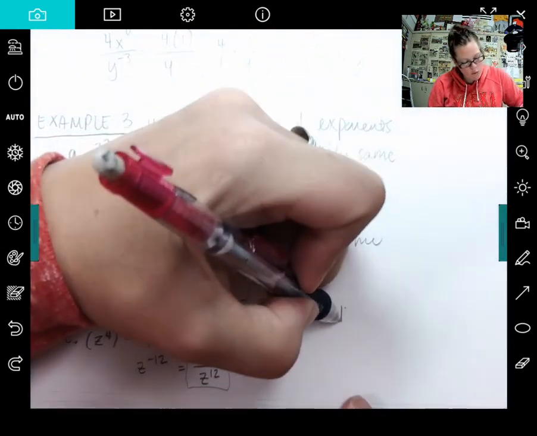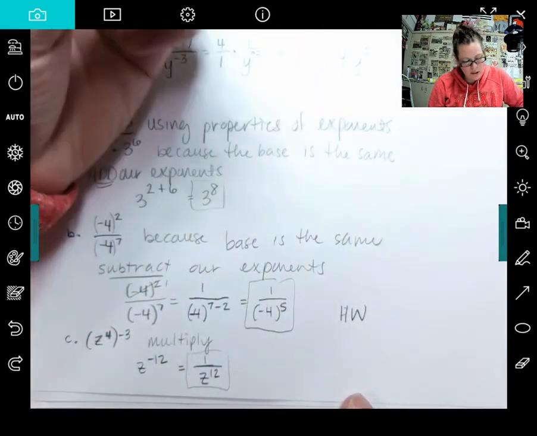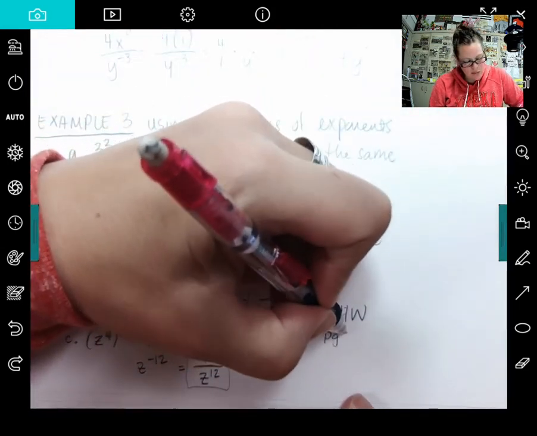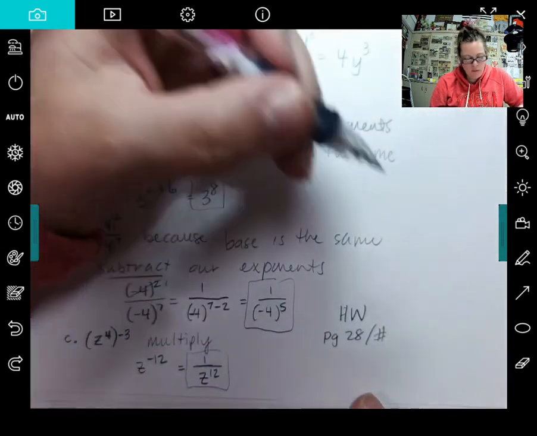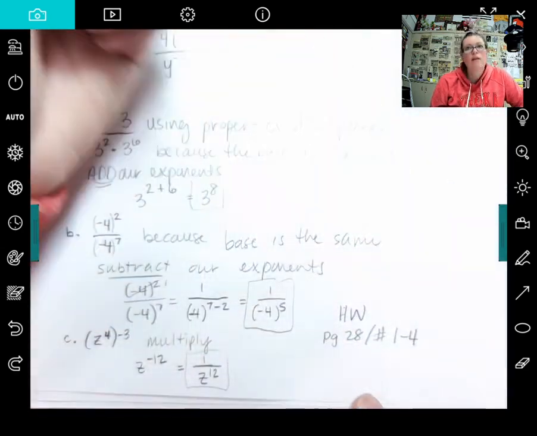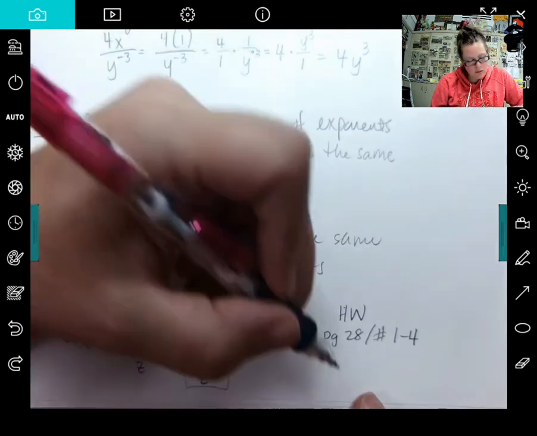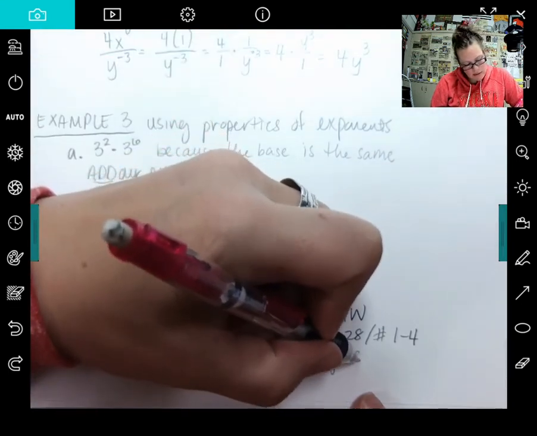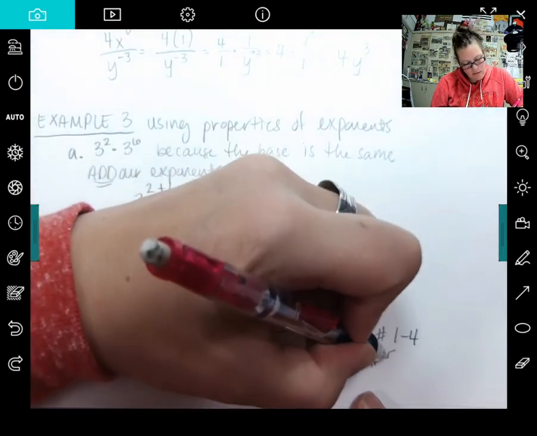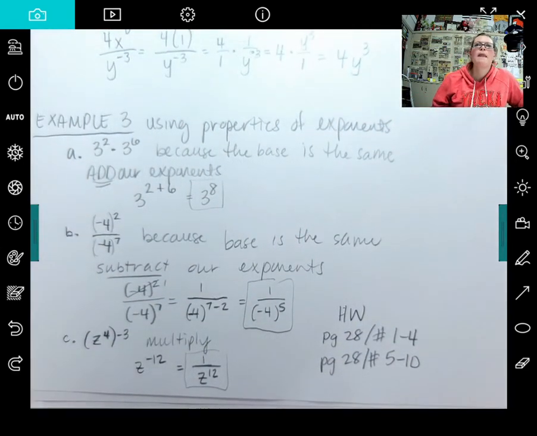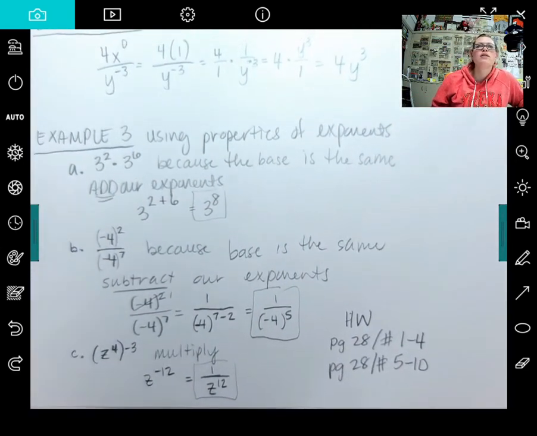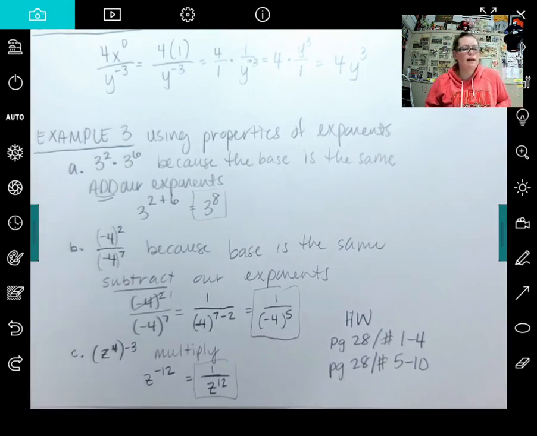For your homework, I want you to do from page 28, numbers 1 through 4, and then from page 29, numbers 5 through 10. So again, if you have questions, there's going to be a Zoom at 11.